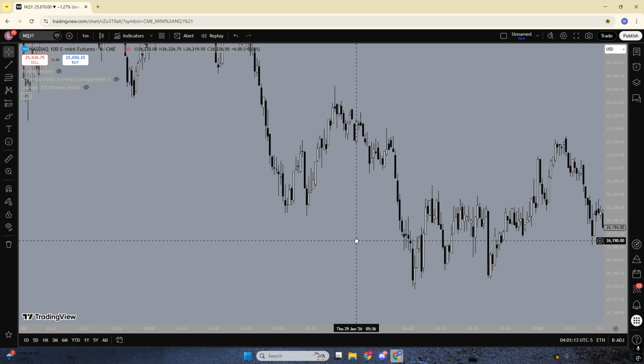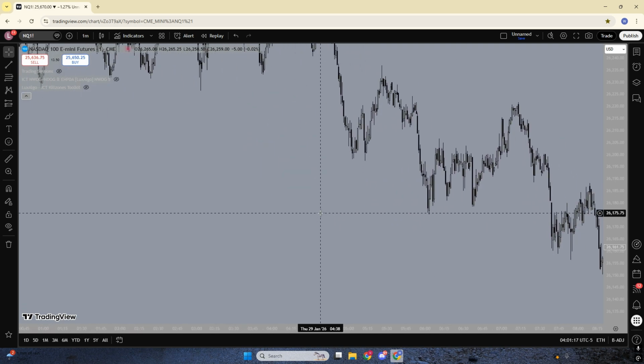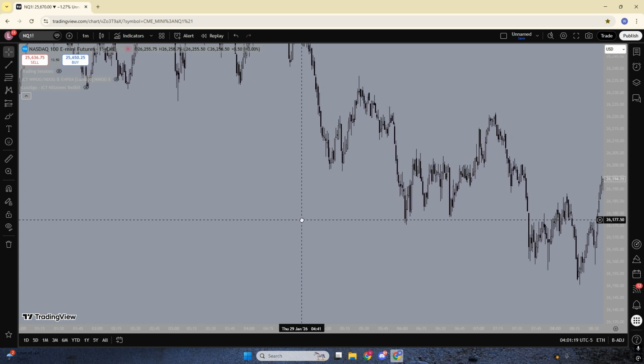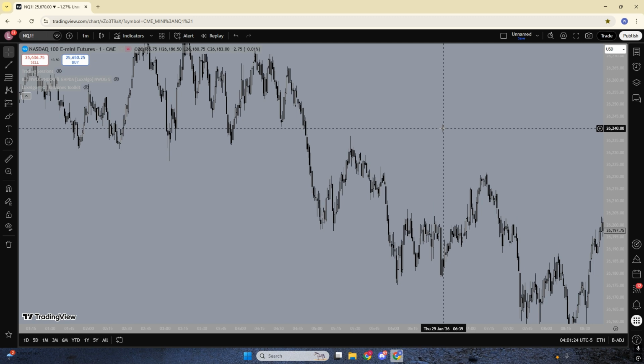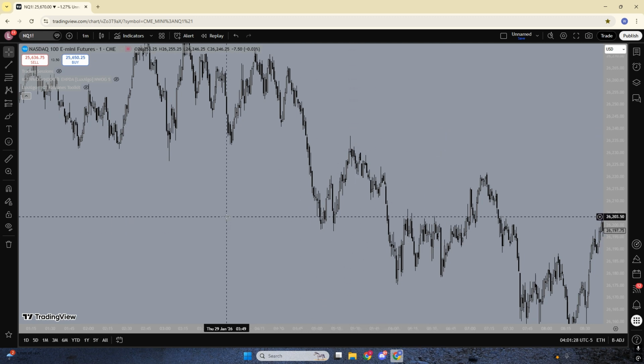All right. Break of structure is not like a cheat code, right? You have to pair it with other confluences for it to actually work, as I said before.